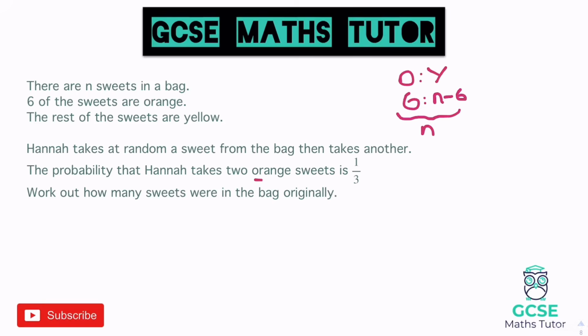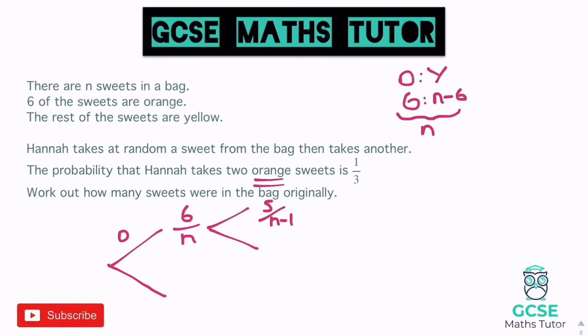Now we're only interested in the 2 orange sweets, and if we think about constructing our tree, and again we only need the orange route, orange would be 6 over n, and then another orange would be 5, 6 take away 1 over n minus 1. So as it turns out we don't even need to use that n minus 6, but it's always good to think about what the expressions would be either way, because we could be given the probability of 2 yellows, but actually this one wasn't too bad.